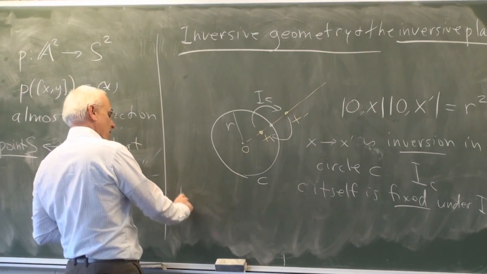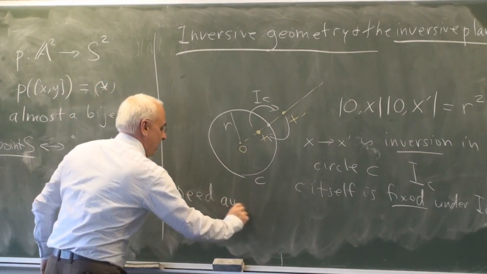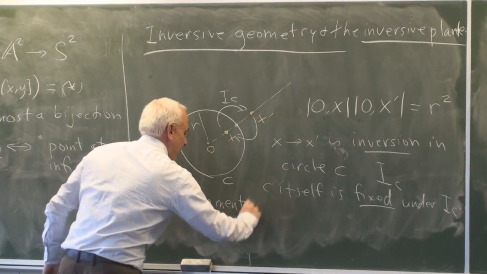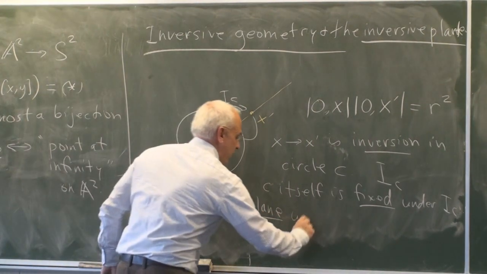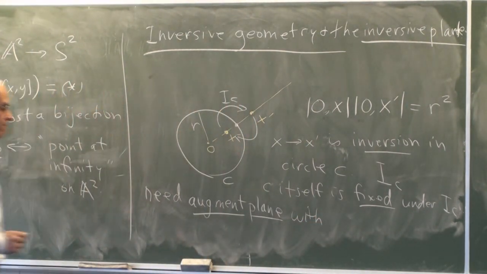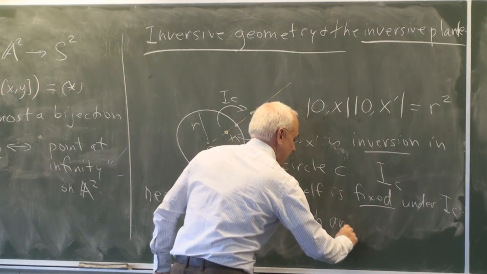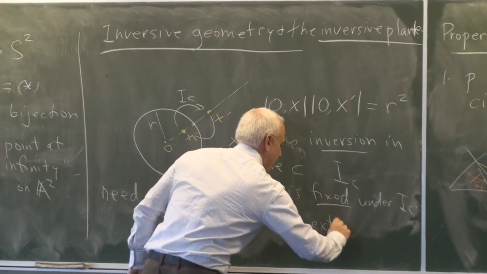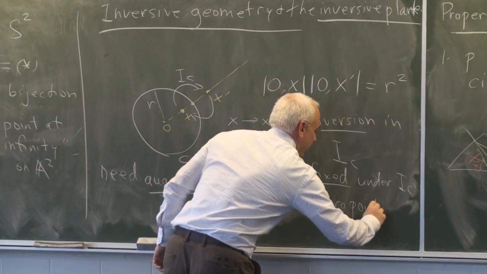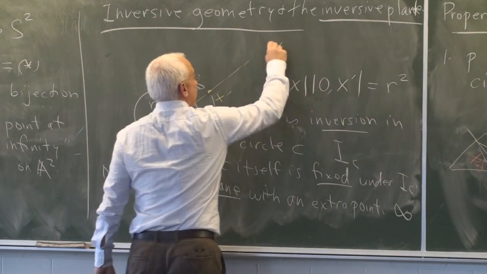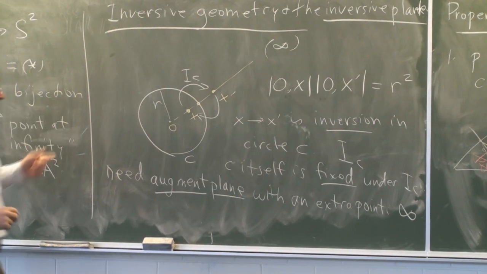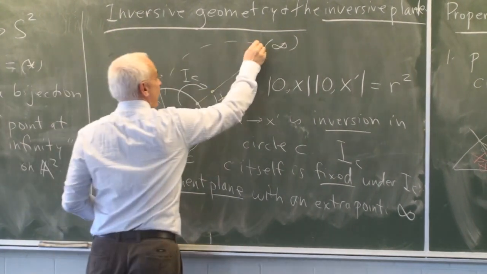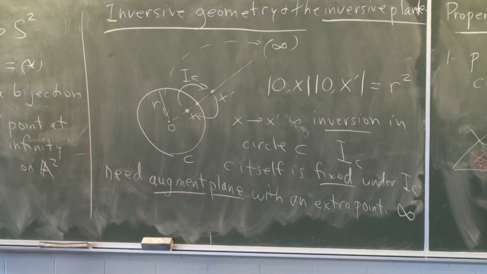So we need to augment the plane with an extra point, a single extra point, which we might as well call infinity. So there's an extra point at infinity, which is somewhere infinitely far out in any direction, and the inversion sends O to infinity.